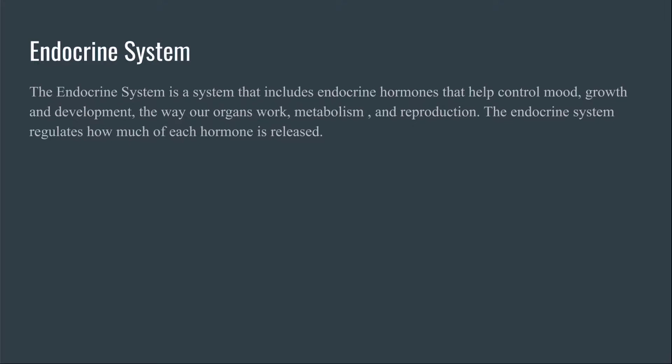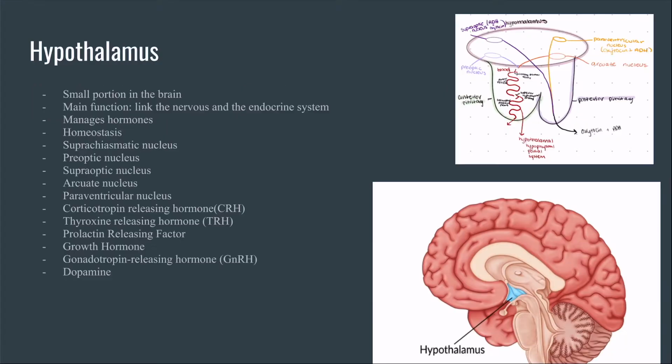the way our organs work, metabolism, and reproduction. The endocrine system regulates how much of each hormone is released. The hypothalamus is a small portion of the brain. Its main function is to link the nervous and the endocrine system and manage its hormones through homeostasis.